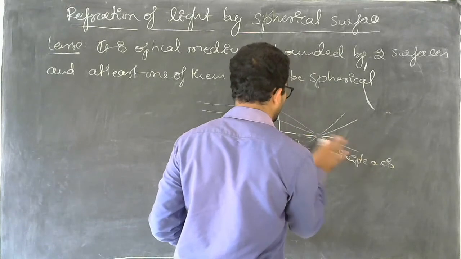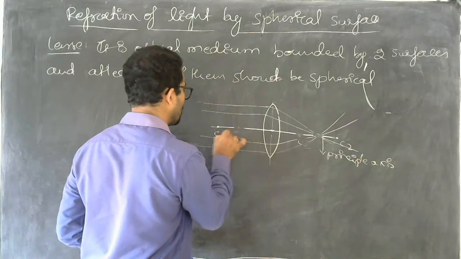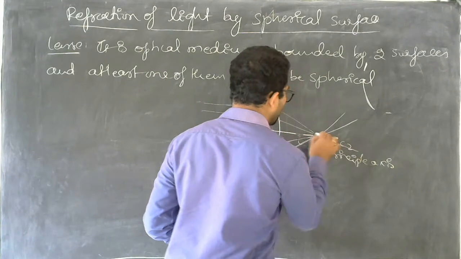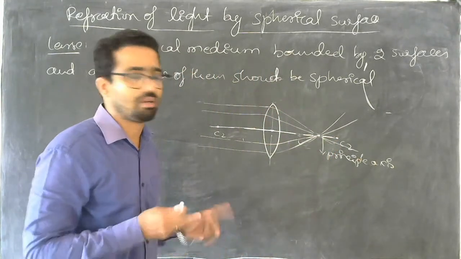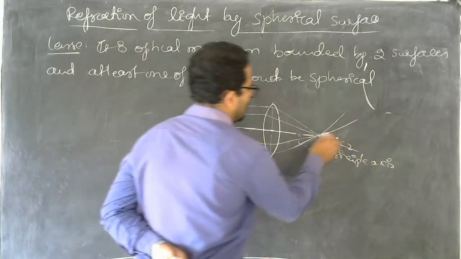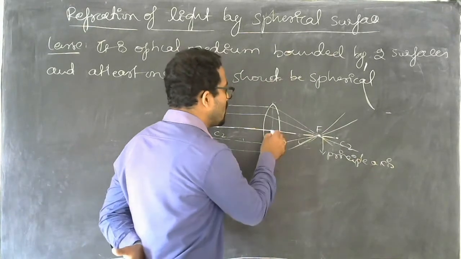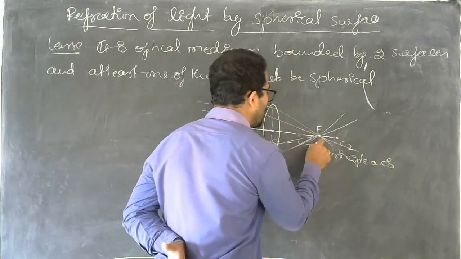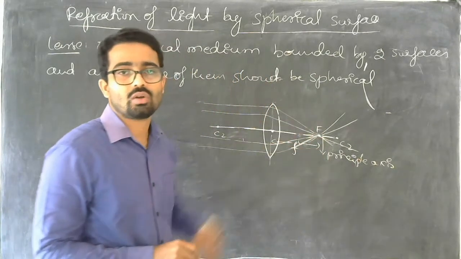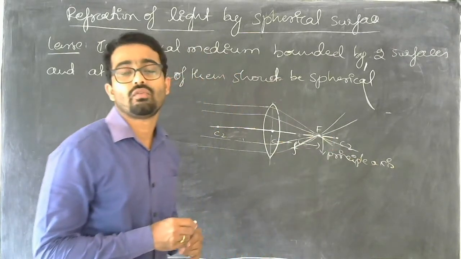I should draw C over here. I'll draw C over here. This is because F, the focus, will be within the center of curvature. So this point is called the focal point, and the length from the optic center to this point is called the focal length. The point is called the focal point, and the distance from the center to that point is called the focal length.